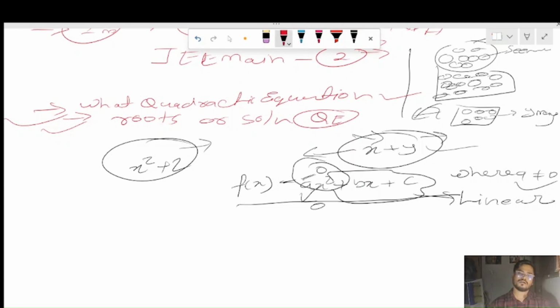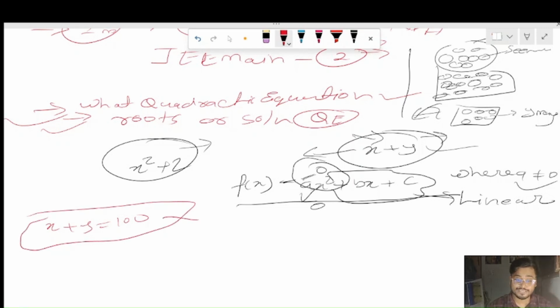Now, what is an equation? When any expression becomes equal to a constant number, like we have a total number of fruits in 2 buckets is 100, then x plus y will become equal to 100. What is this? This is an equation, because we equate some expression with something which has some value. So that is an equation.